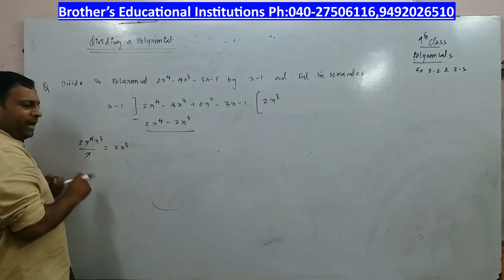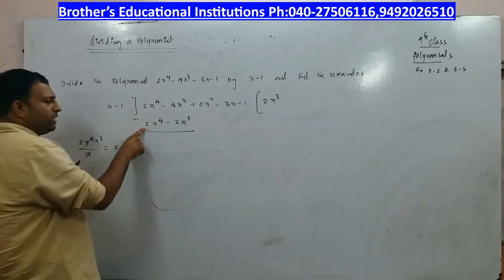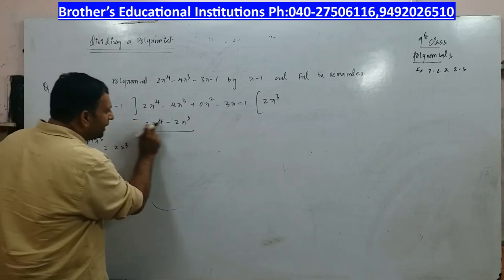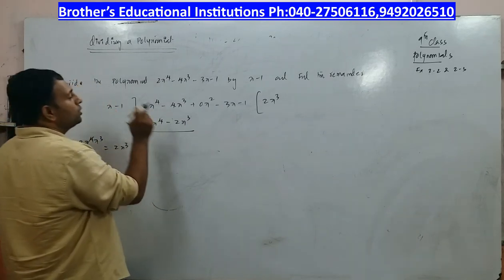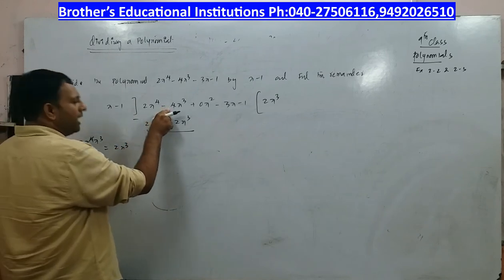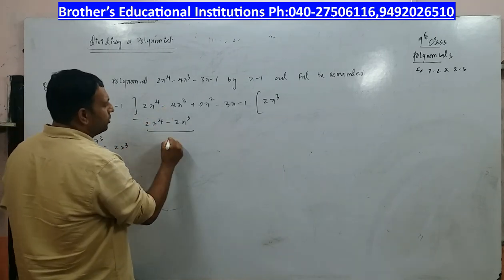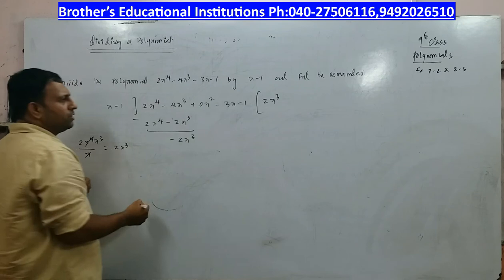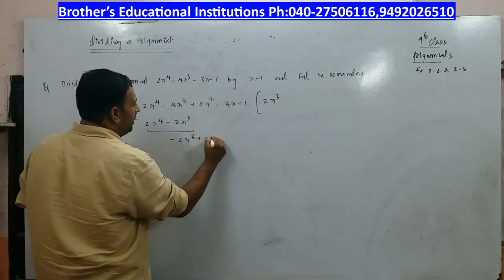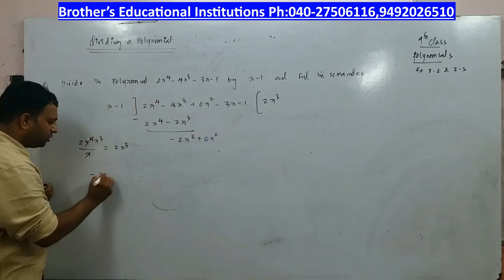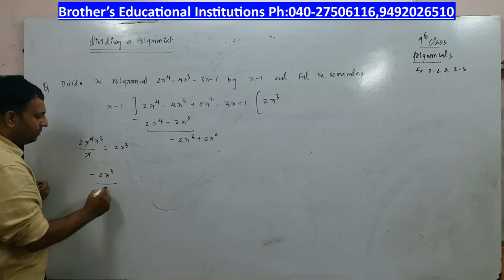And now I subtract. When I subtract, 2x to the power of 4 minus 2x to the power of 4 cancel. This minus into minus will become plus. So ultimately you have minus 4x cube plus 2x cube. The result is minus 2x cube. And you have to bring this 0x square down. Now minus 2x cube divided by x.